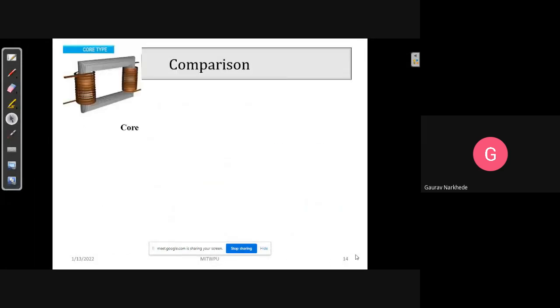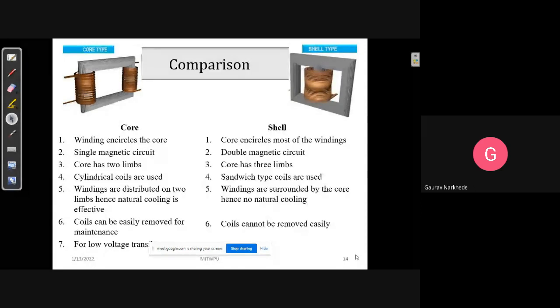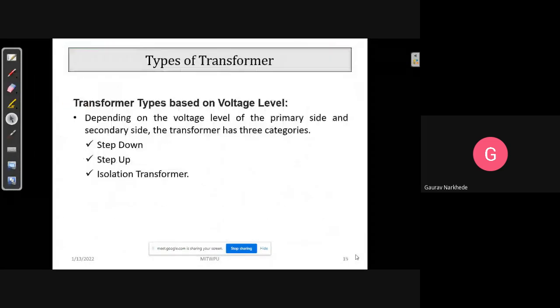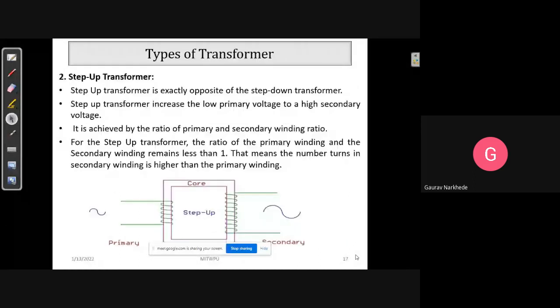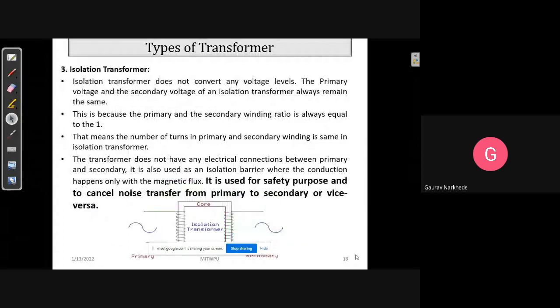So after that, we have seen the comparison of which transformer is good for what, right? So for lower rating, we are using core type transformer, and summarizing, we can say that for higher ratings, we are using shell type transformer, right? And then depending on the working principle, we can use it as a step up transformer or step down transformer, or the third one is your isolation transformer, which is basically used to transfer the energy from one circuit to another circuit without any electrical contact, or to reduce the noise.